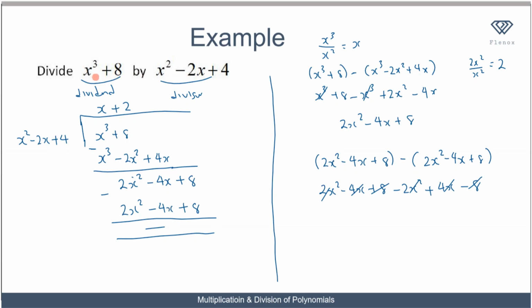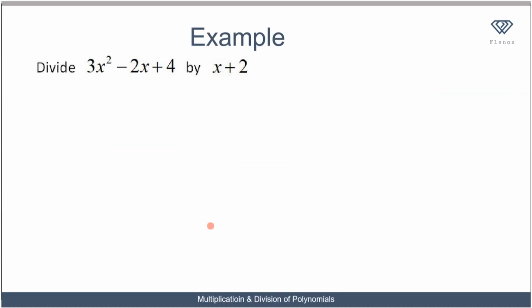It means that when I divide this by this, the result, which is also called the quotient, is x plus 2, and the remainder in this case is 0. So finally, let's try to solve another example so you can get a pretty good idea of what we're talking about.